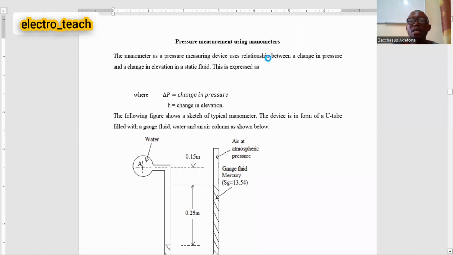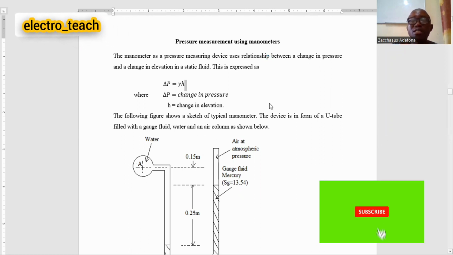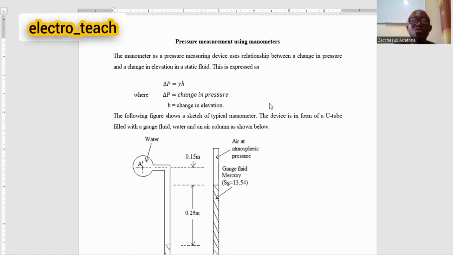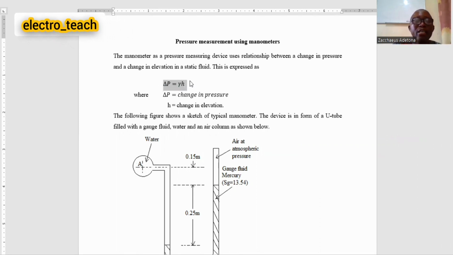The manometer is a device used to measure pressure, and it uses the relationship between a change in pressure and a change in elevation in a static fluid. So when there is a change in elevation, there will be a change in pressure in the fluid, and that is expressed as the formula you see on the screen: Delta P equals gamma H. Delta P is the change in pressure, and H is the change in elevation. Gamma is the specific weight of the fluid.